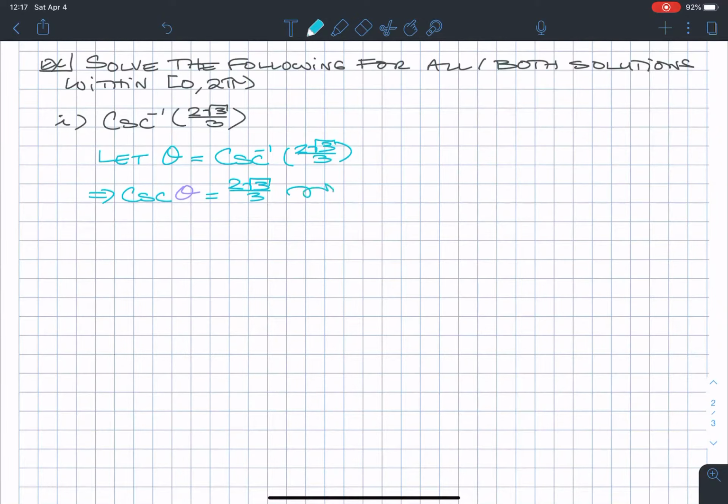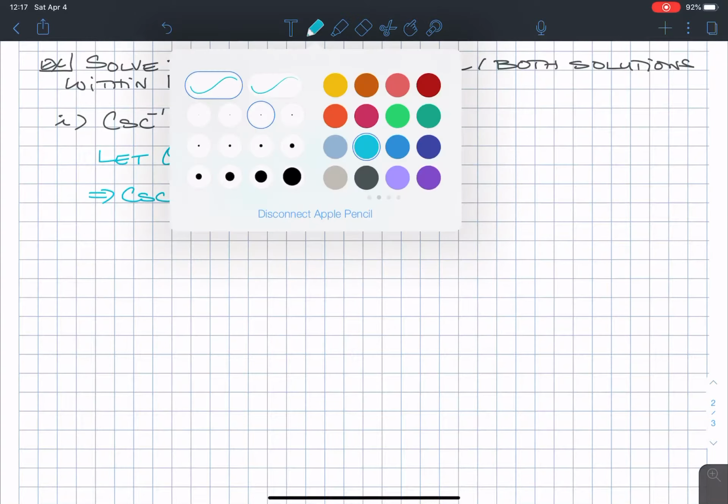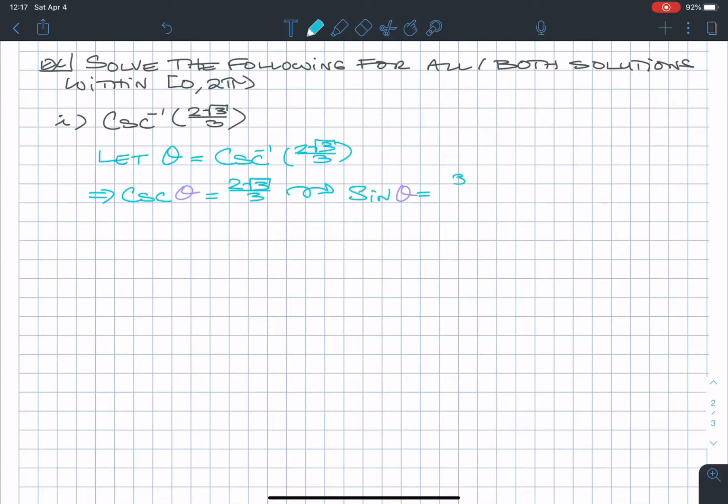Cosecant is a reciprocal to sine, so I can write this as sine of theta is 3 over 2 root 3. But 3 is really the square root of 3 times the square root of 3 over 2 times the square root of 3, which means I can reduce one instance of the square root of 3, leaving me with square root of 3 over 2. Okay, so now I'm just looking in between 0 and 2 pi without restricting to the invertible domain.